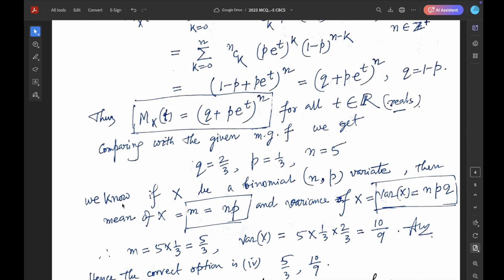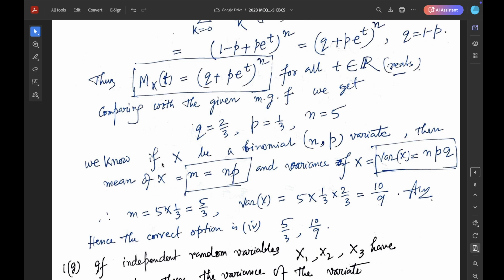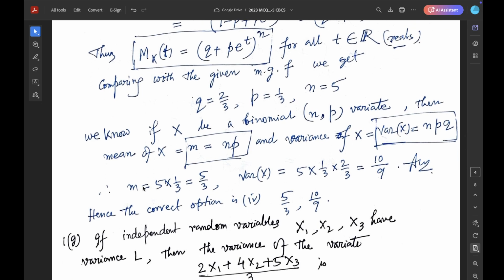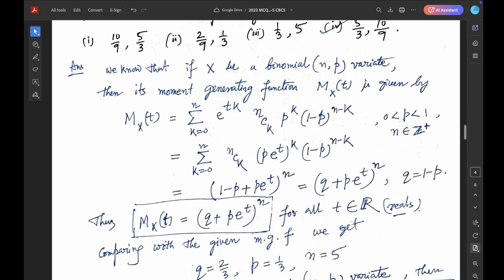So again we know that if X is a binomial (n, p) variate, then mean of X, small m, is equal to np and variance of X is equal to npq. So mean m equal to n into p, n equal to 5 and p equal to 1 by 3, so 5 by 3, and variance of X equal to n into p into q, which is equal to 10 by 9. So the correct option is 4, 5 by 3, 10 by 9.